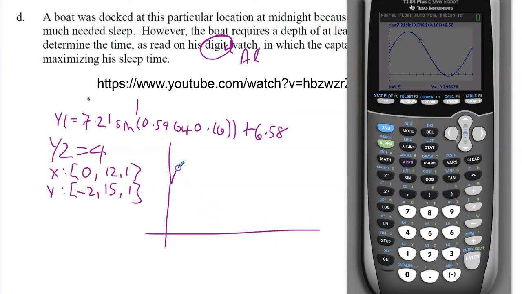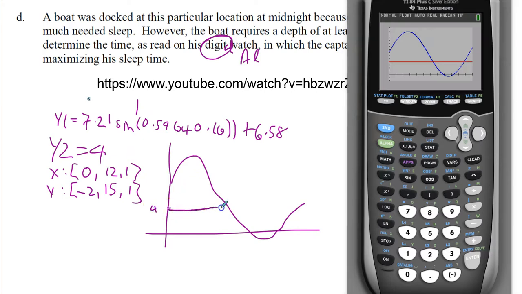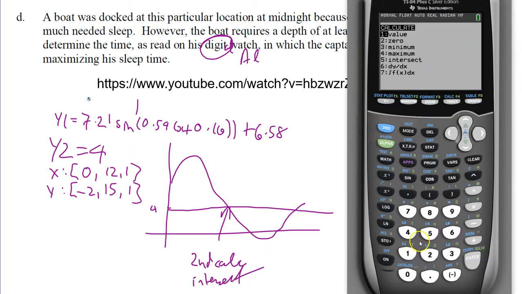And our graph looks something like this. And we have to go to y2, which is 4. Hit graph. So we need that 4 meters of water. So this is what we're interested in. Second calc intersect. Second calc intersect. Real close. Enter 1, 2, 3.